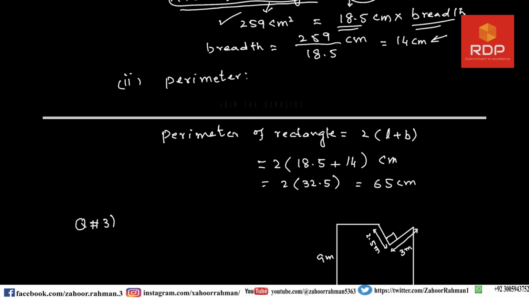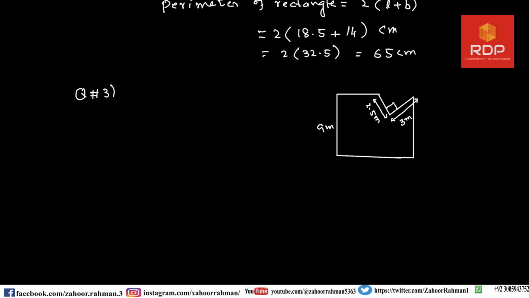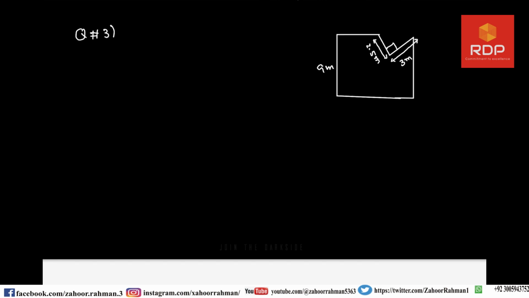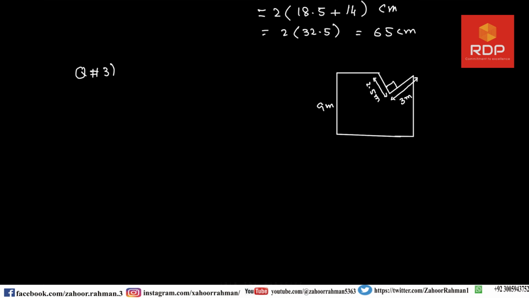Now we have to come to the mainstream here, and we are going to discuss this figure given to us, which is a square. One side is needed to understand all four sides. So 9 meter is given. In the figure, a triangle is removed from a square. As you can see, this is the triangle and it is removed from the square.